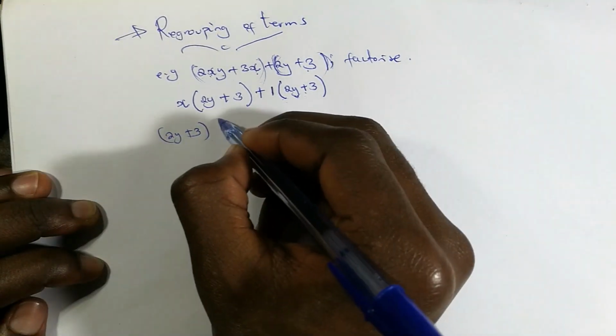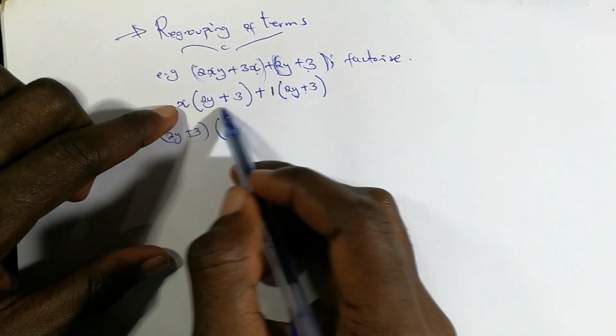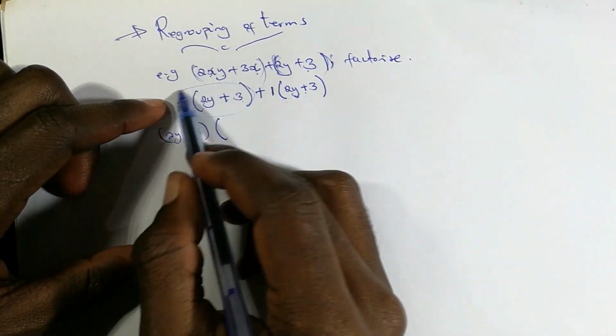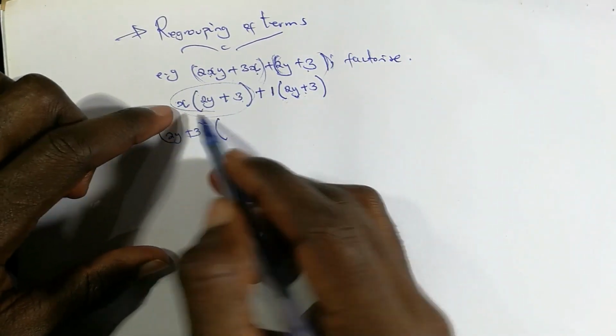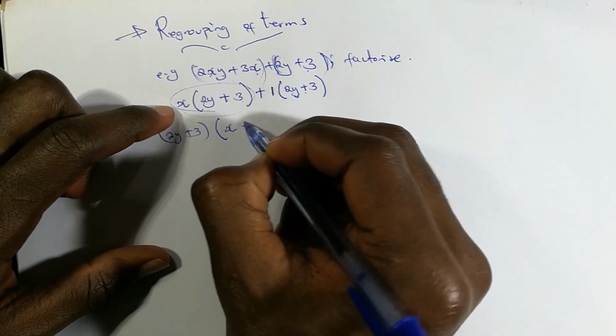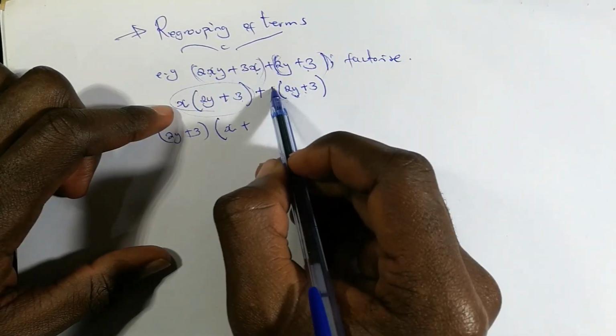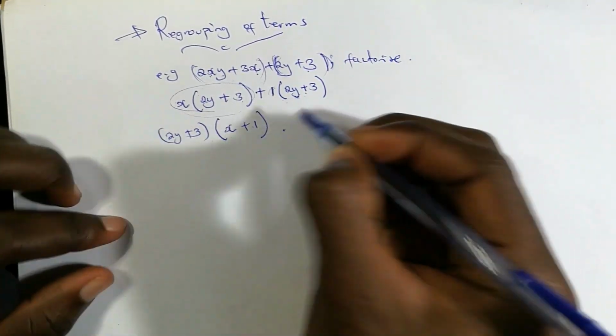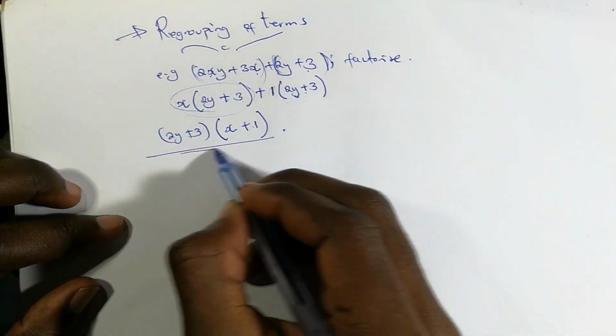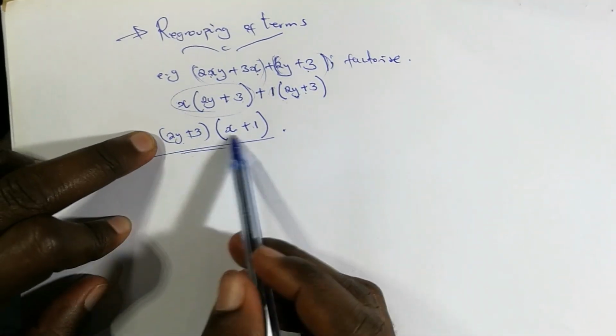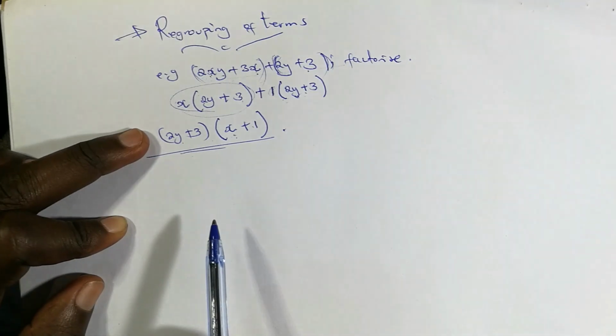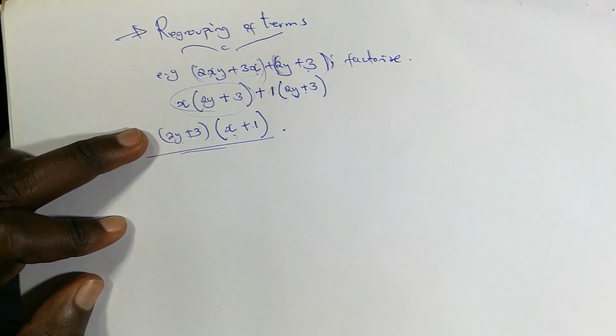Then we have our bracket. If you remove 2y plus 3 from this first term, that means we are going to remain with x inside here. Then plus, if we remove this, we are going to remain with this 1. That means we have already factorized it, and actually these ones are the factors of that expression. And we can check on another example.